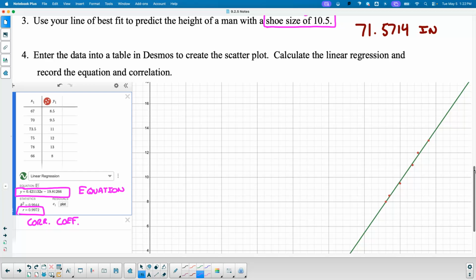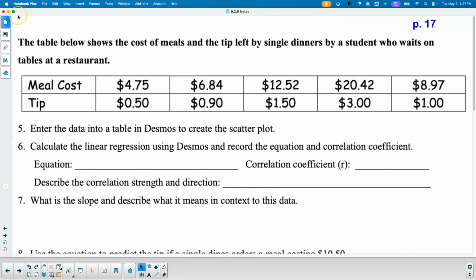What I'd like you to do now is, on the next page, do meal cost versus tip. Same thing for numbers 5 through 8. Do 5 through 8 only, and then pause for the cause. And then we'll do the rest. Okay?